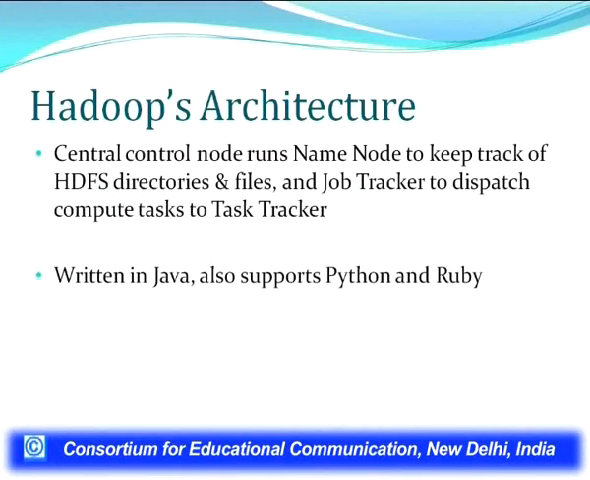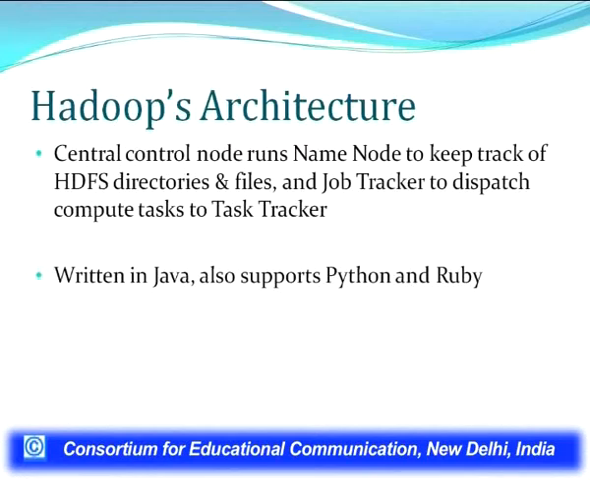Now, again, the central control node runs name node to keep track of HDFS directories and files, and job tracker to dispatch compute tasks to the task tracker. The architecture written in Java also supports Python and Ruby.